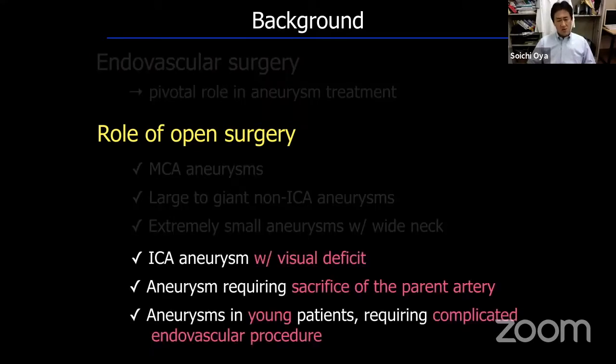In addition to these aneurysms, today I'm going to focus on some specific cases like ICA aneurysm causing visual deficits and aneurysm requiring sacrifice of the parent artery. I'm also going to talk about some aneurysms in young patients requiring complicated endovascular procedures. These sentences highlighted with pink color are the reasons to choose open surgery.